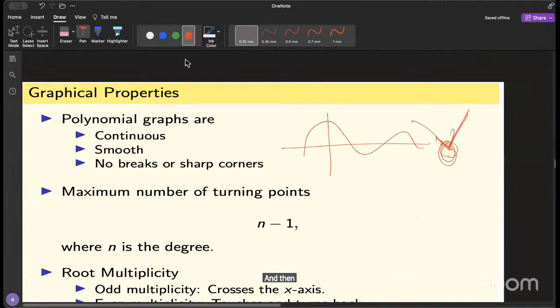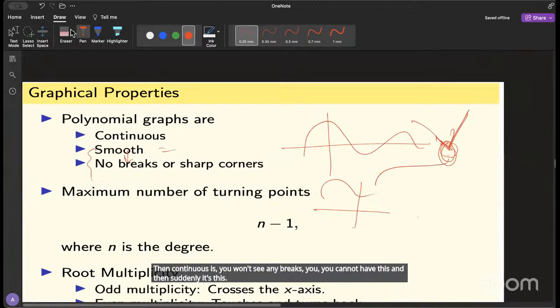And then you have no breaks or sharp corners, which is part of this only, smooth. These two are the same things. Then continuous is you won't see any breaks. You cannot have this and then suddenly it's this. This is not a polynomial.